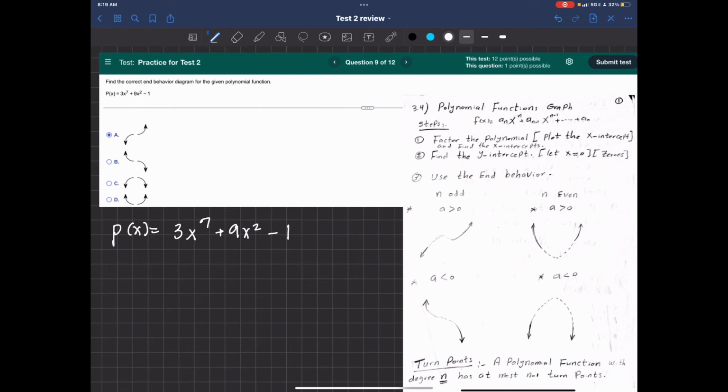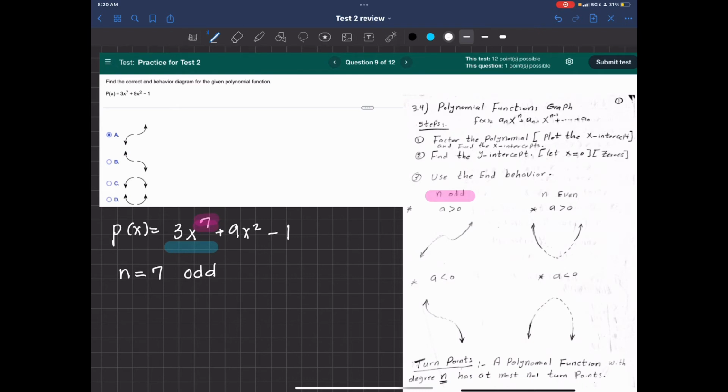So you take the leading term, which is 3x to the 7th, and you talk about the type of function it is, and then you look at the coefficient in front of it. So when we say n is odd, we're talking about the exponent. So in this case, I would say n equals 7, and 7 is odd.